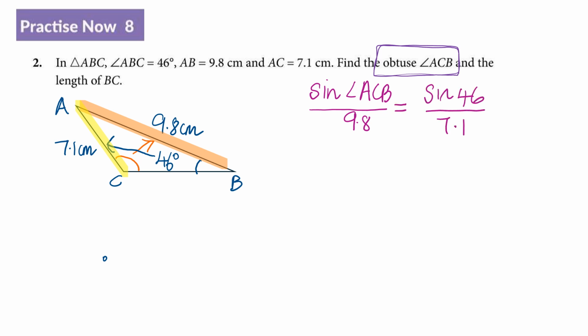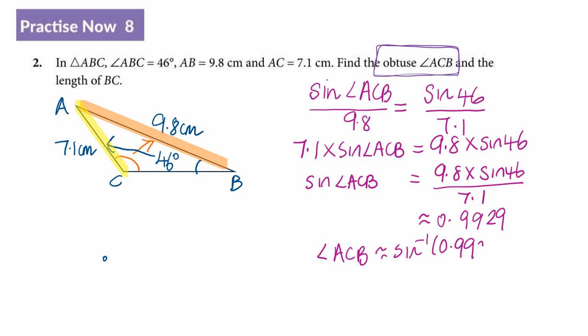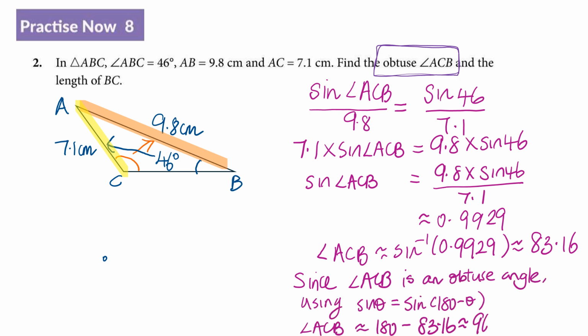What's the next thing? Yes, we do a cross multiply. By now, you should be very proficient in doing the cross multiply, that's why it came out very fast. So we just do a cross multiply and then divide both sides by 7.1 and then sine inverse your 0.9929 to get 83.16. Yes, again, 83.16 is an acute angle. It's not an obtuse angle. So what do we do?